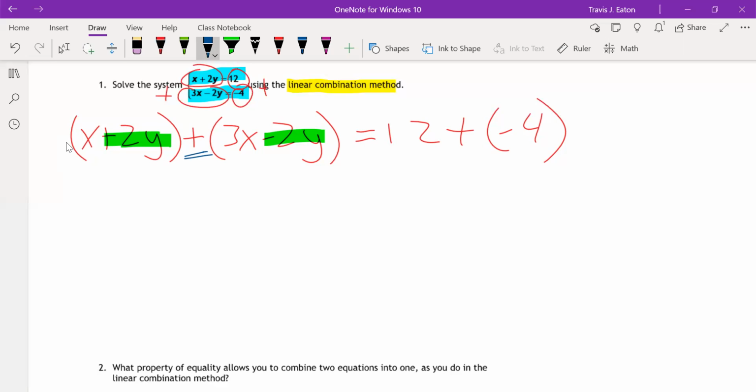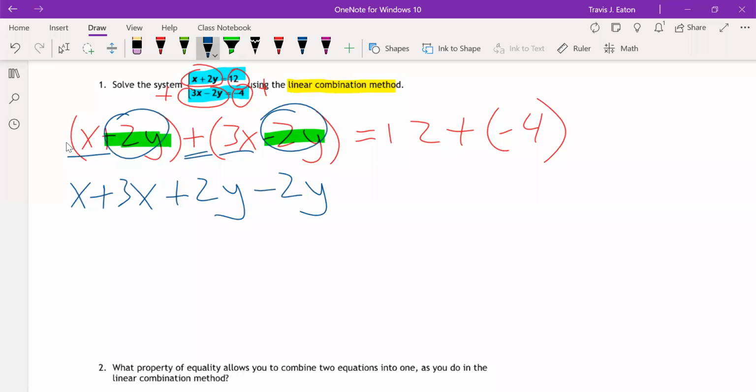So check this out. x plus 3x, I'm combining my like terms, plus 2y minus 2y. See, the plus 2y and the minus 2y. That equals 12 plus negative 4. Well, let's see, 12 plus negative 4 is 8. That's the same thing as 12 minus 4.